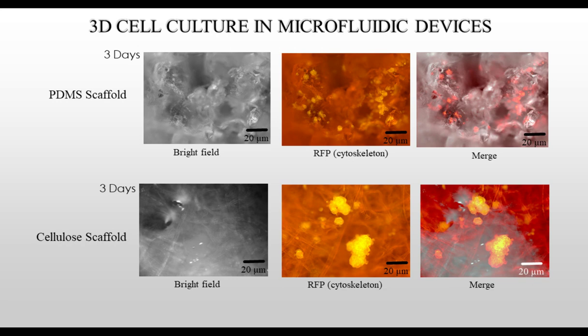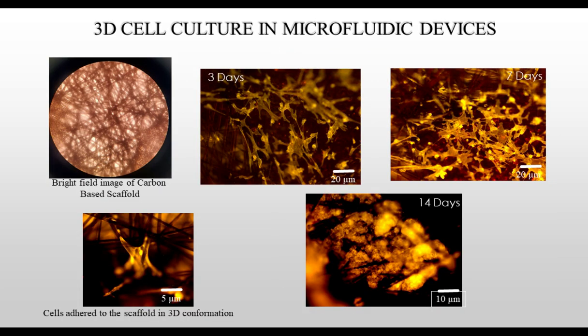As you can see, we have these tumor spheroids which are growing on these cellular scaffolds after 3 days of incubation. Lastly, the scaffold which we are working on is the carbon-based scaffold, and in the first image you can see that it has an interwoven network of fibers, and we tried growing cells in these fibers, and we were pretty successful in growing cells up to 14 days.